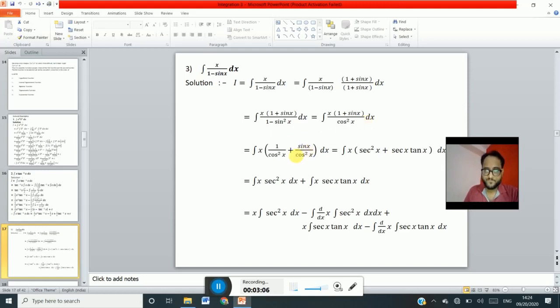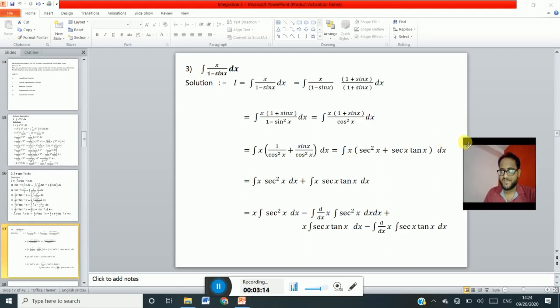Then x into 1 upon cos square, separating the base, 1 upon cos square plus sin upon cos square, right? So x into 1 upon cos square is sec square, and here 1 upon cos is sec and sin upon cos is tan, so sec x into tan x, right? After multiplication with the bracket, x into sec square x plus x into sec x into tan x, this should be the next step.